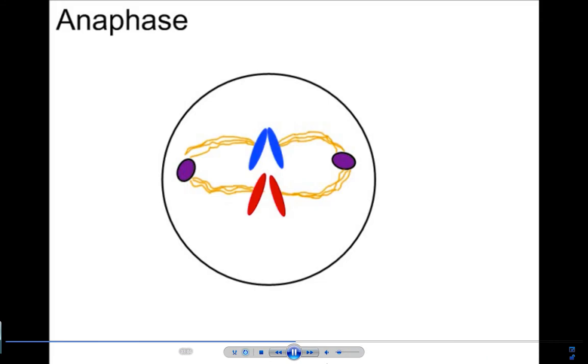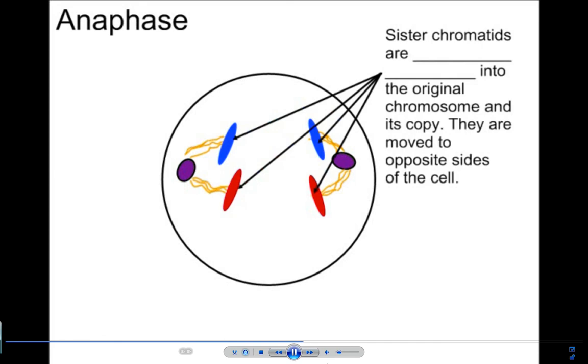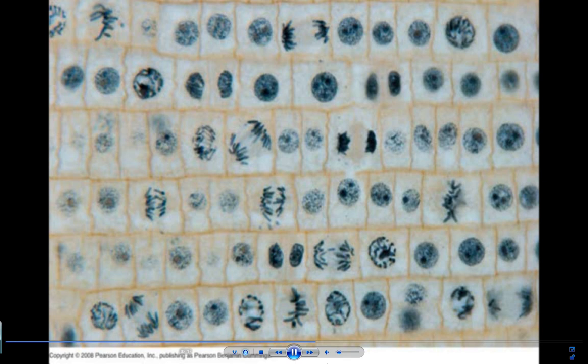Phase number 3 is a short phase called anaphase, and in this particular phase, the sister chromatids are pulled apart into the original chromosomes on one side and the copies on the other. So we basically separated them into 2 sets.